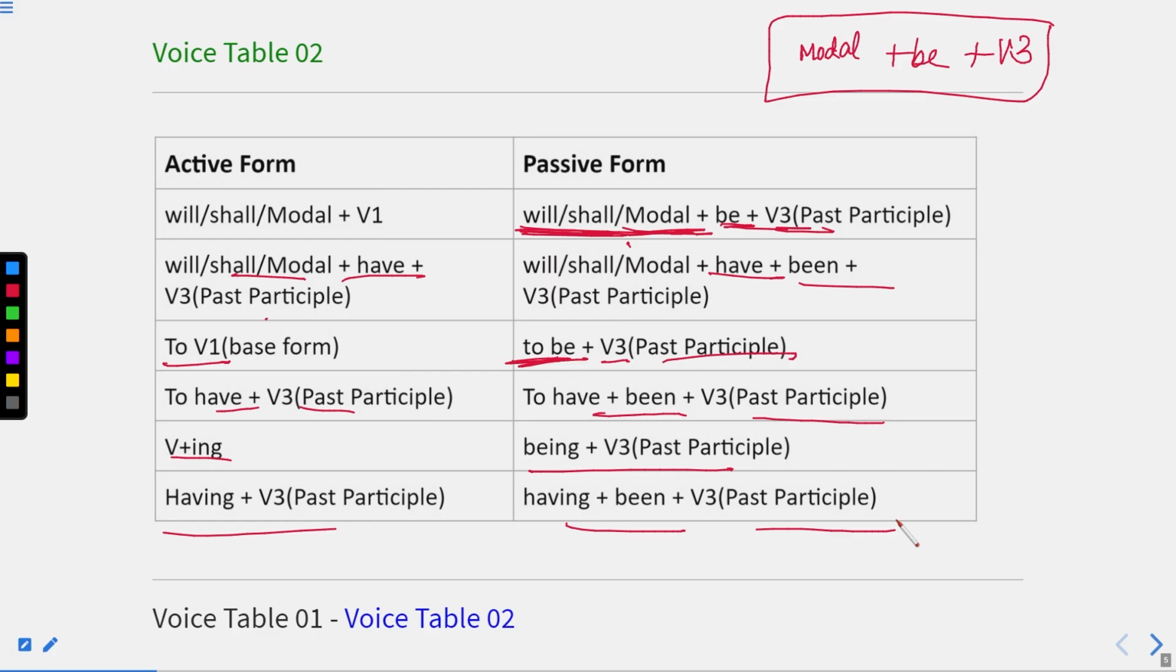Okay, so let's begin this session. Let us start doing the questions. I hope this much is clear to you all.